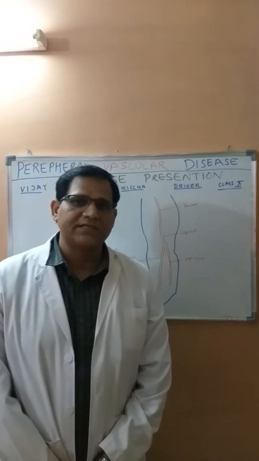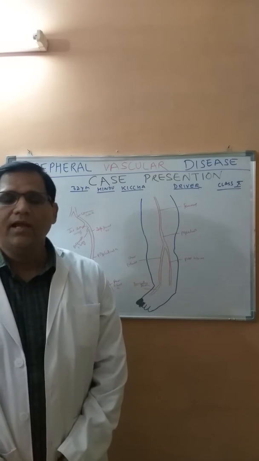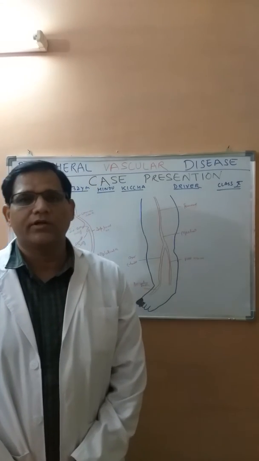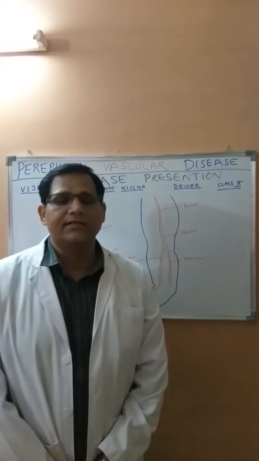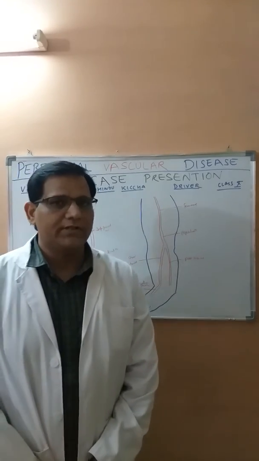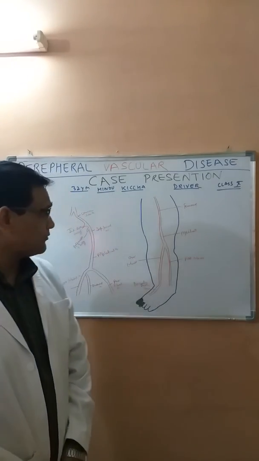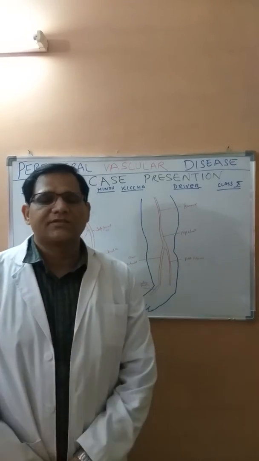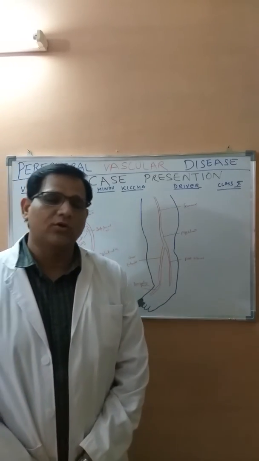Blood pressure of my patient is 120 by 82 millimeters of mercury. Pulse is 72 per minute, recorded on the right radial artery. It is normal rate, normal rhythm, non-collapsing, non-bounding pulse. Then we go to the system examination. S1 and S2 are heard normally, no added sound or murmur.